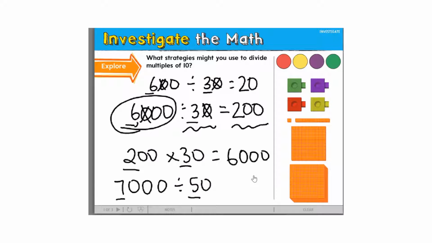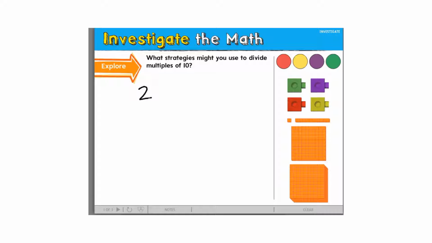Okay? Let me show you another example because this part's important. This is going to help you on your assignment. Write this one into your notes because I'm going to get a bunch of people asking me about this type of question as soon as we get started on our work. So the question is 2,000 divided by 5.